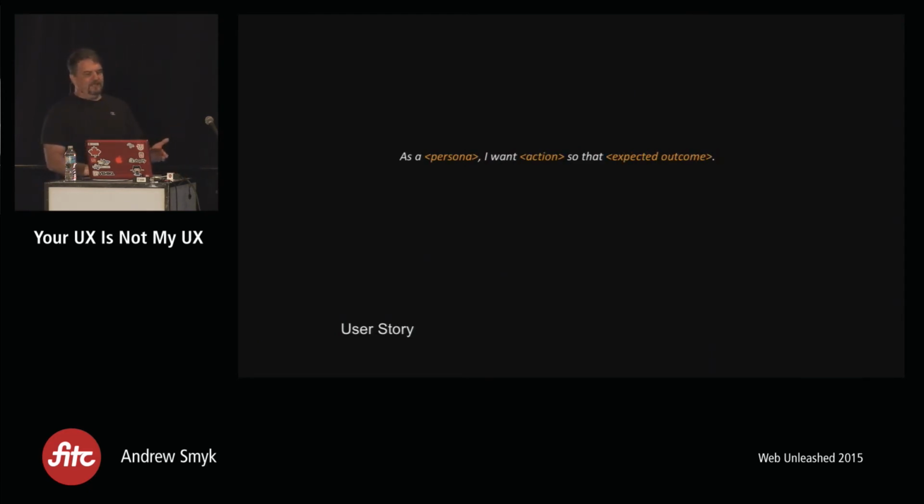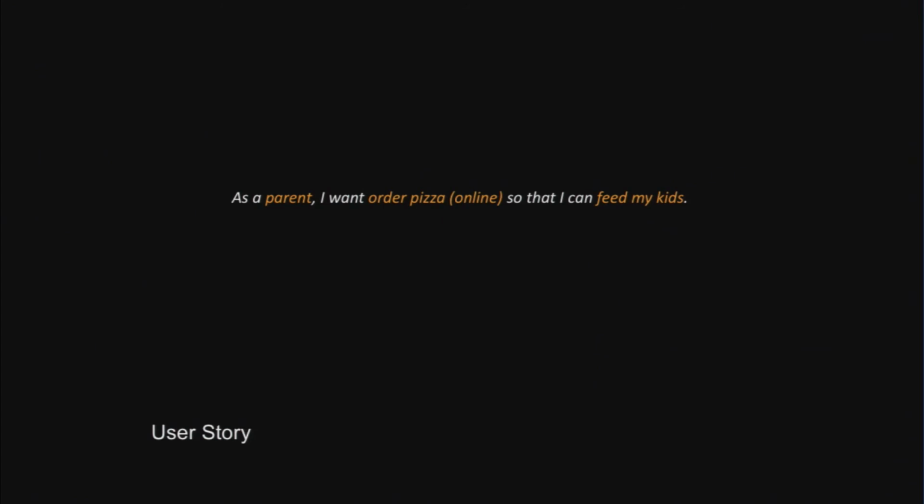So again, we're looking at this persona action expectation model, and this will give you no context, because all you're doing is creating the tasks for the implementation. Can I order pizza online? Yes or no? Can I feed my kids? Yes or no? What am I going to do to implement that?